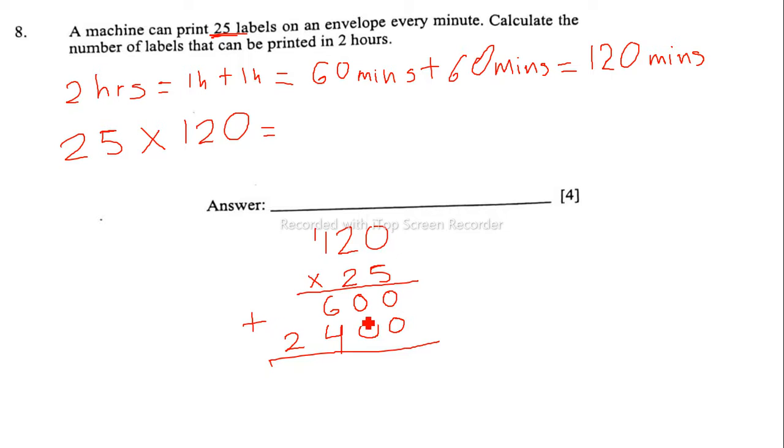So we add these two. We get 0 plus 0 is 0. 0 plus 0 is 0. 6 plus 4, sorry, 6 plus 4, my bad, is 10. And 2 plus 1 is 3. So that means it's going to be 3,000 labels produced in 2 hours. Wow, that's a lot.